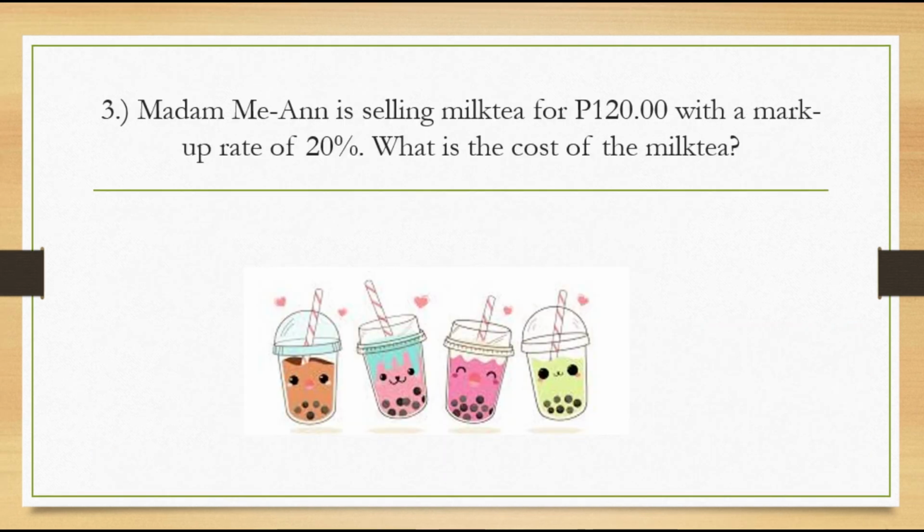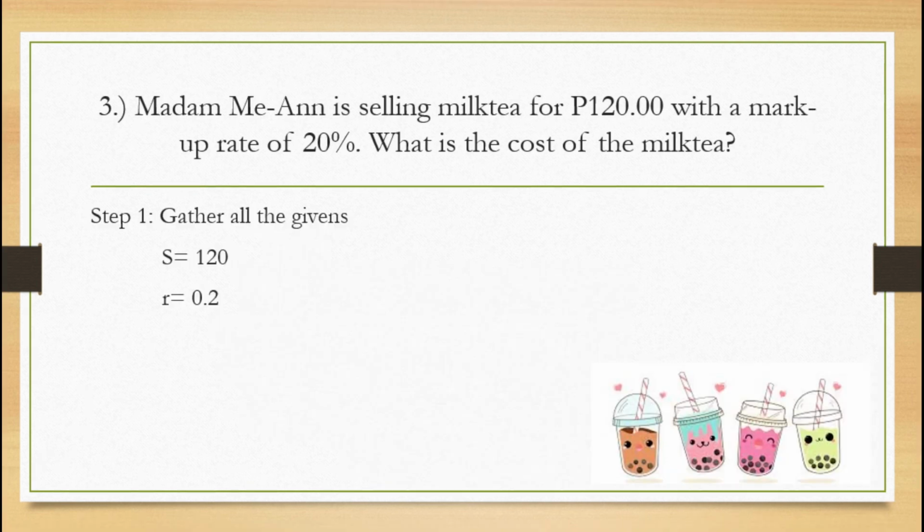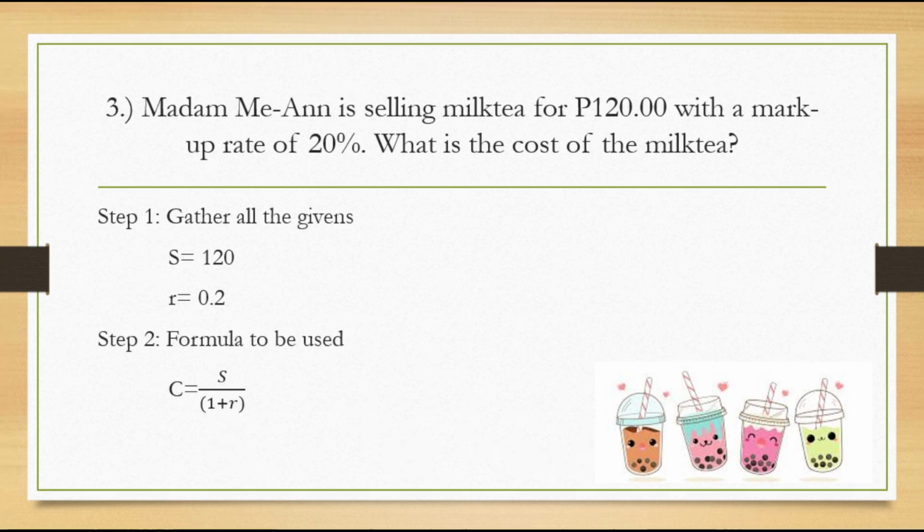Last problem tayo. Madam Mean is selling milk tea for 120 pesos with a markup rate of 20%. What is the cost of the milk tea? Step 1. Gather all the givens. We have selling price is 120 and the markup rate is 0.2. Step 2. Formula to be used. We have C is equal to selling price over the quantity 1 plus R.